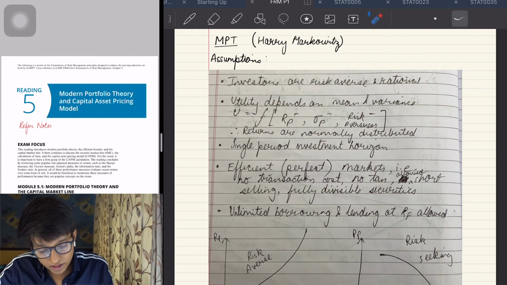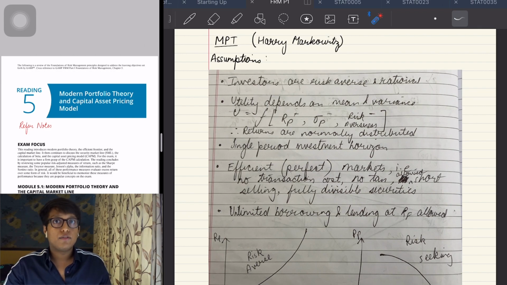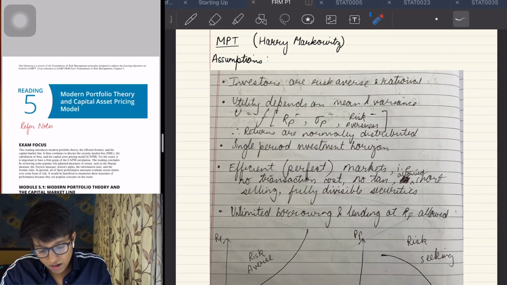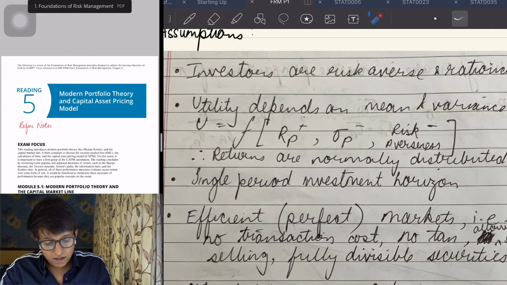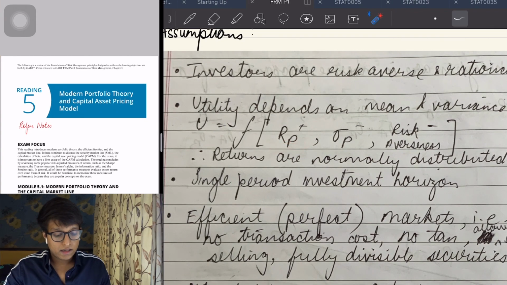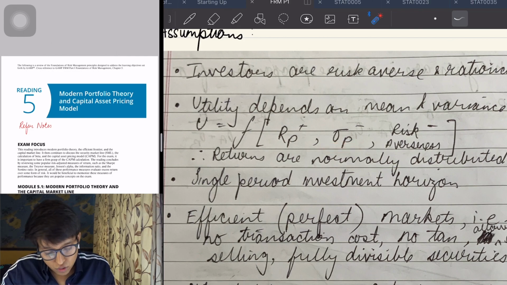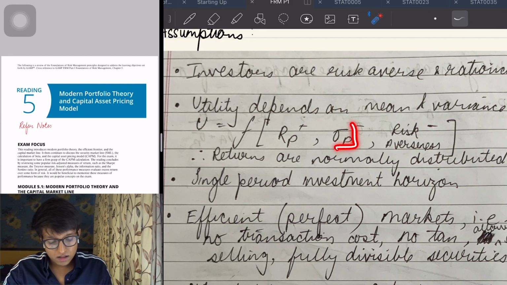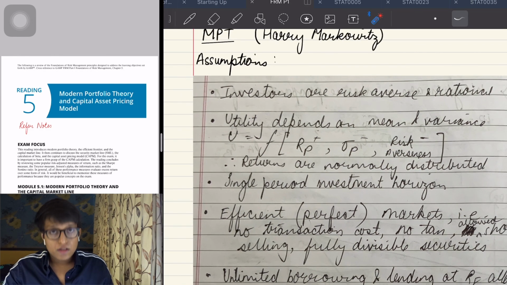The second is that utility depends on mean and variance. That is, utility derived from an investment would be a function of three things. Firstly, the return. As return increases, utility increases. Secondly, would be the variance or standard deviation. So as this increases, your utility will decrease. And thirdly, risk averseness, which is already seen in this part. So there's nothing to see here. So therefore, we see it is called that risks and returns are normally distributed. We'll see that in the theory when we go through the notes.